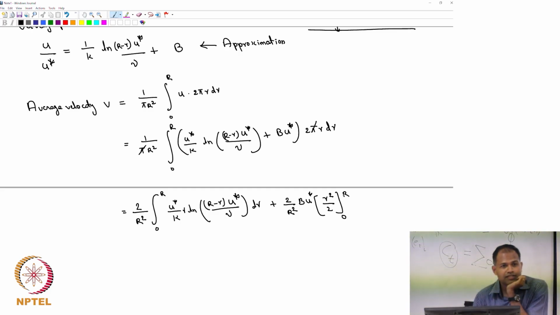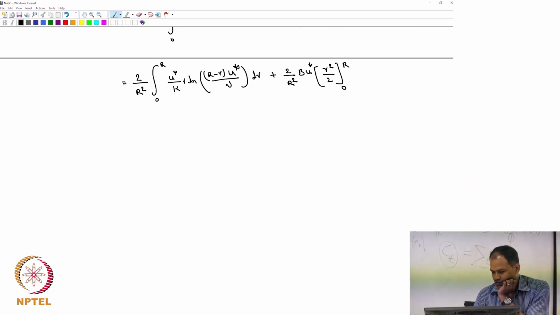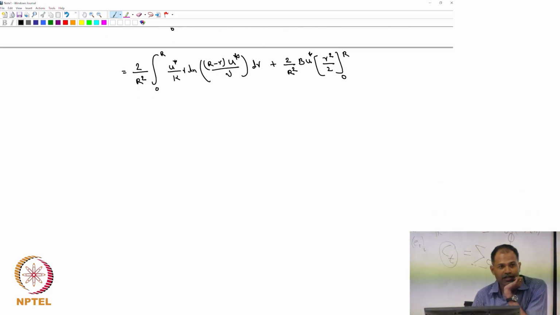You can just go ahead and integrate. It will take a couple of steps. So that's what you need to integrate now, right? There are two different terms, one containing log and then there was a constant multiplied by r.